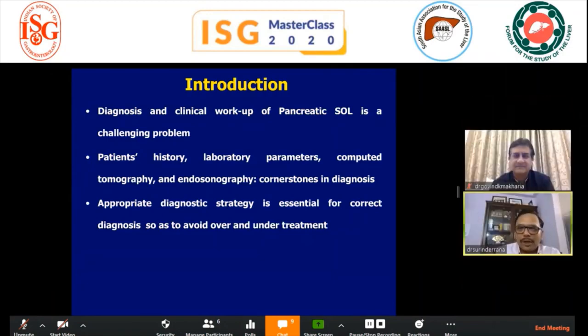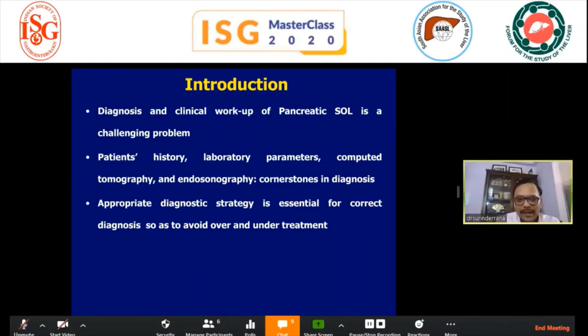Diagnosis and clinical workup of pancreatic SOL is a challenging problem, but patient's history, lab parameters, CT findings, and EUS are the important cornerstones for establishing a diagnosis in space occupying lesion. It's very important for us to have an appropriate diagnostic strategy for correct diagnosis so that we don't either over or under treat the patient.